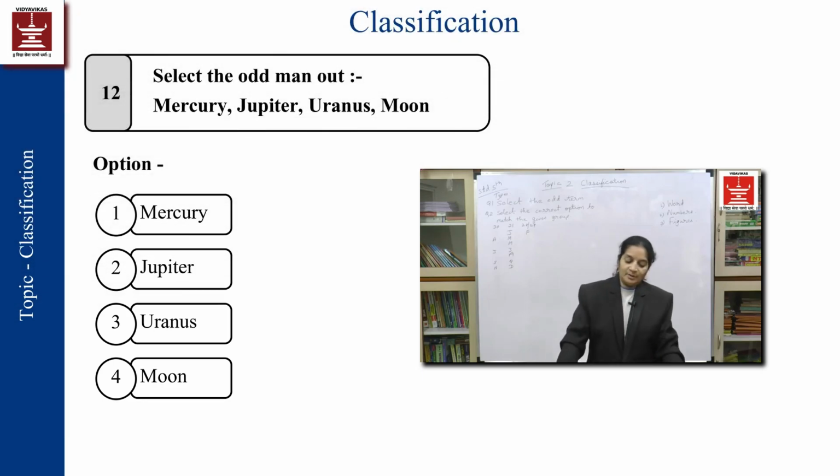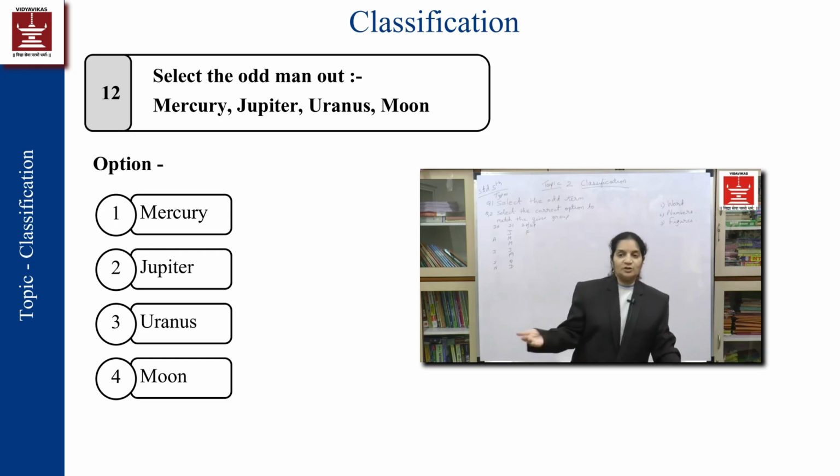You have one more example from geography. It's Mercury, Jupiter, Uranus and Moon. So if you see the first three options, that is Mercury, Jupiter and Uranus, these are planets, whereas Moon is not a planet but it is a satellite. It's a satellite which revolves around the Earth.